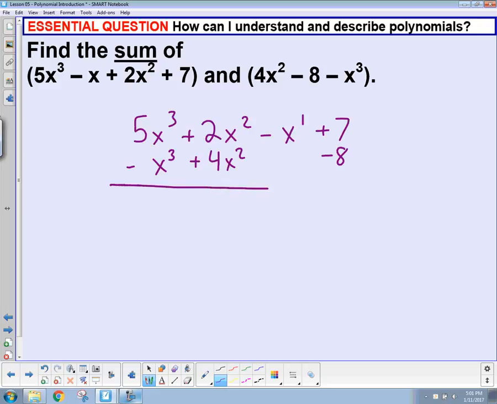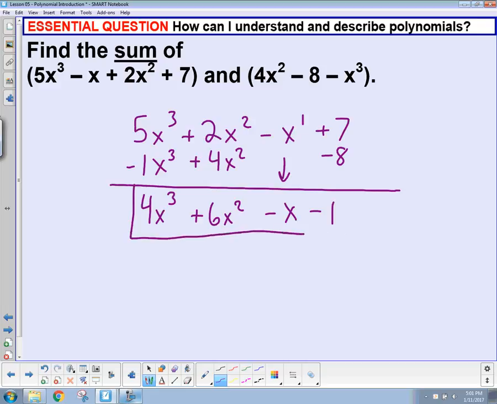Draw my line. It's understood there's a 1 here, so 5 minus 1 is 4x cubed. 2 plus 4 is 6x squared. We're just bringing that down, minus x. I'm going to leave the 1 off because we don't need it. And then 7 minus 8 is negative 1. Boom. Let's look at another one.